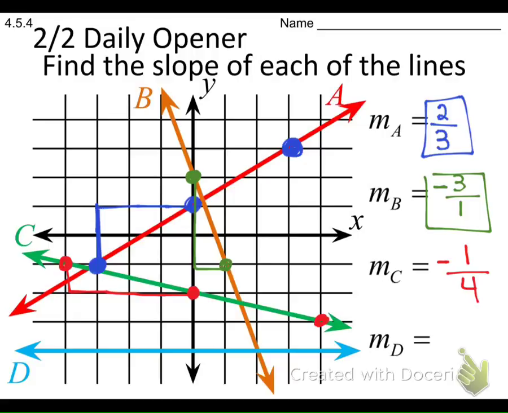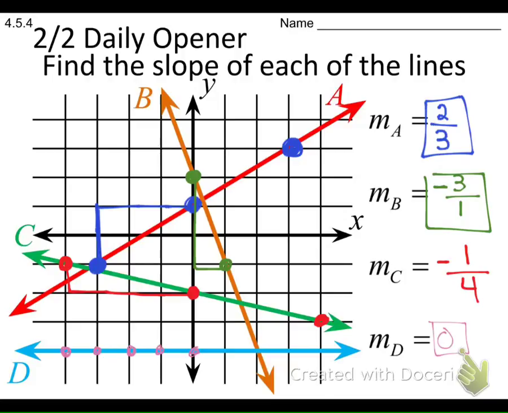Then at the very bottom, we have line D. Well, line D is going to intersect with every single vertical grid line. So just looking at line D, you should be able to tell me what type of slope this is going to have. If it's just a horizontal line, it's going to have a slope of 0. So all you have to write is 0.